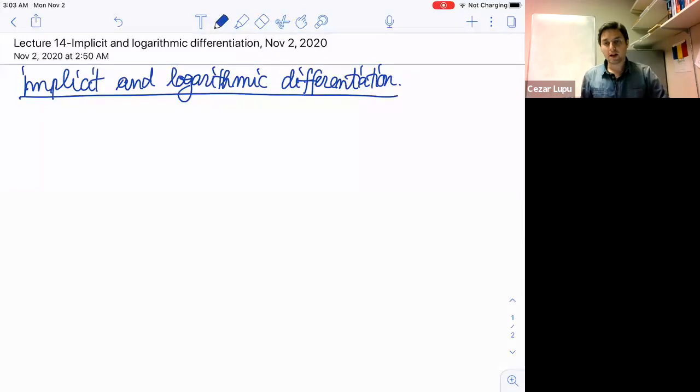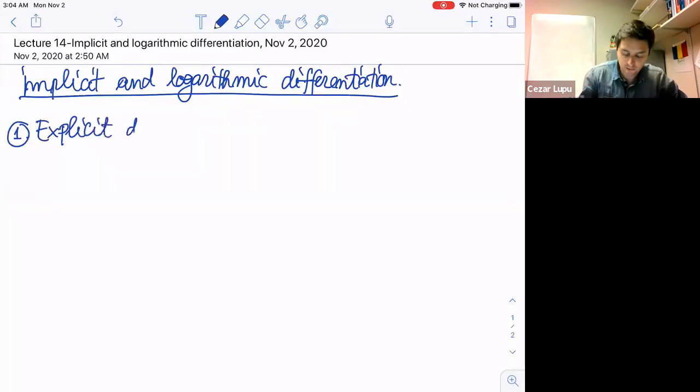Well, I decided to devote the first part, most of this lecture, to implicit differentiation, and then at the end, maybe the last 20 or 30 minutes, we will talk about logarithmic differentiation. You will see what happens when we have a function to the power of some other function. There is a procedure of computing the derivative of this. But anyway, we'll get there. First, before I even talk about implicit differentiation, let me talk about explicit differentiation.